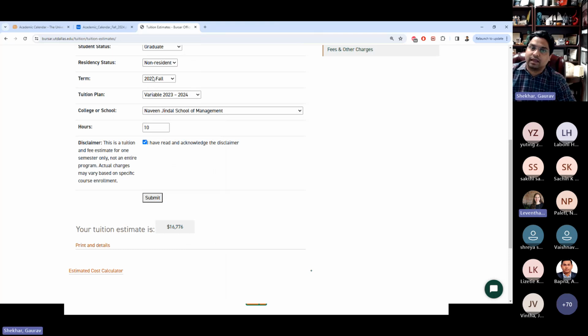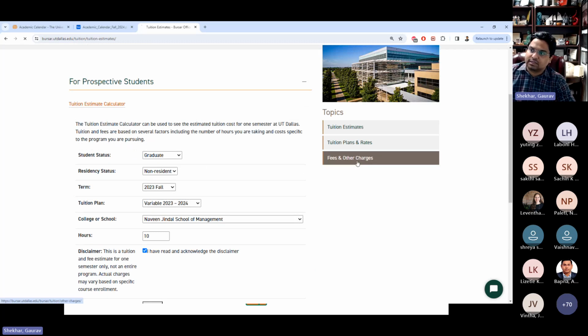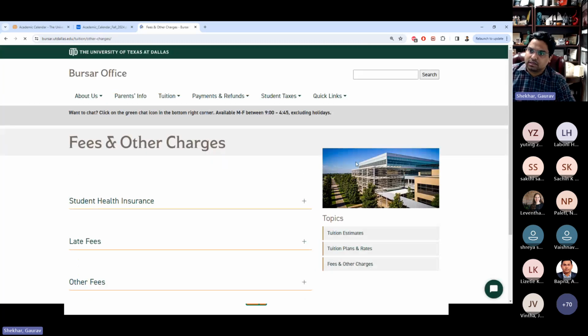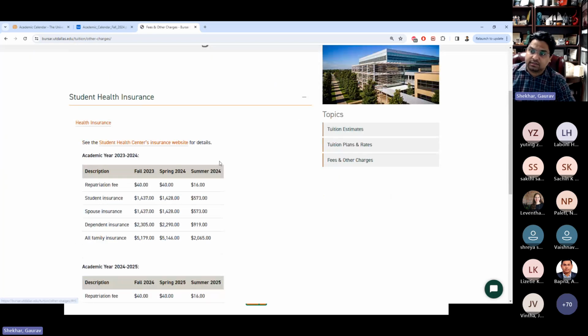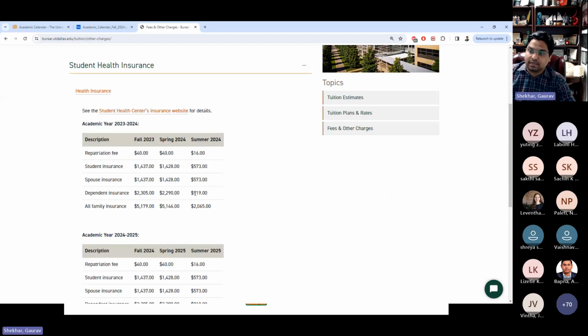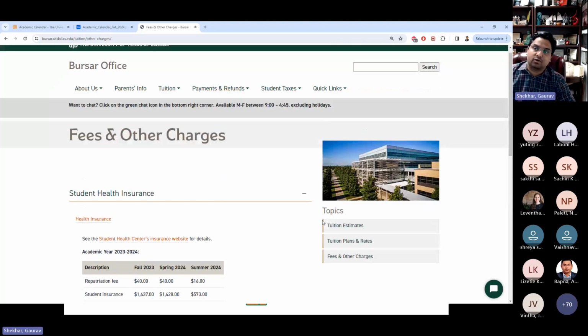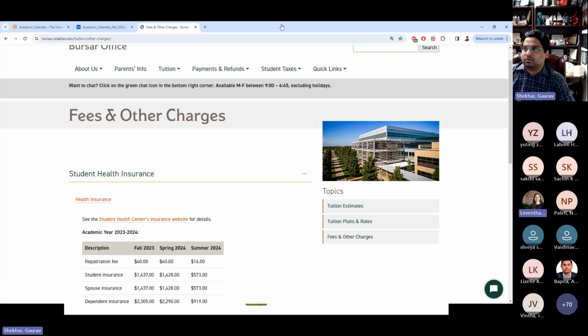I like that you can do it for multiple semesters. From a living cost perspective, just do $12,100 per month. And then some other fees and charges that might apply to you is student health insurance. If you're an international student, you will have to take this, and they actually have that listed here. So that's the way to go about it.